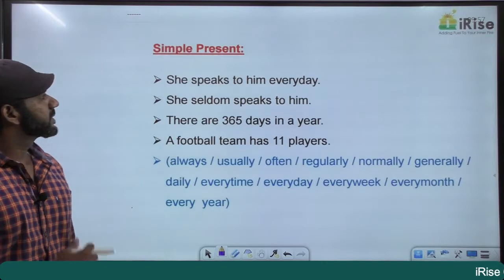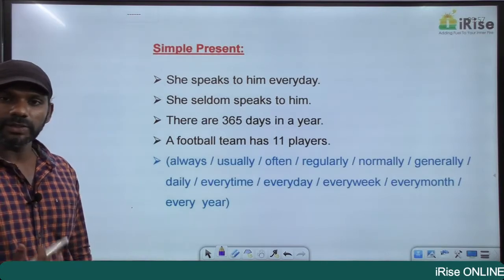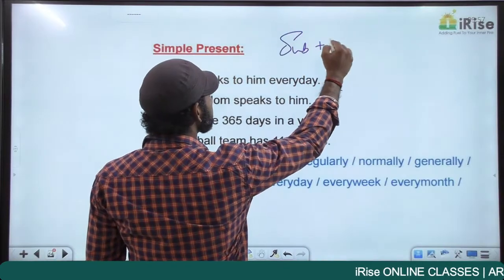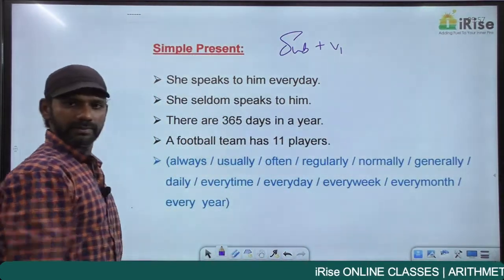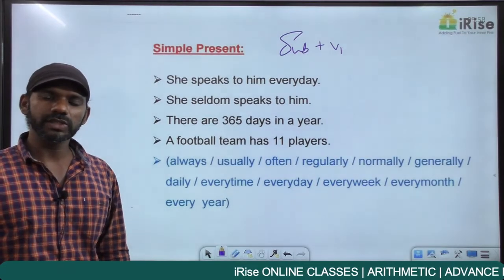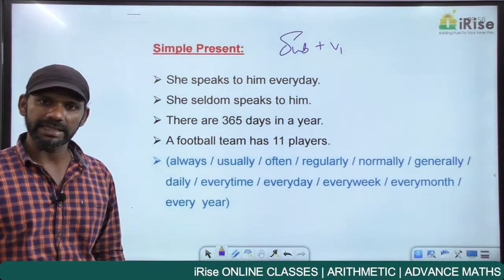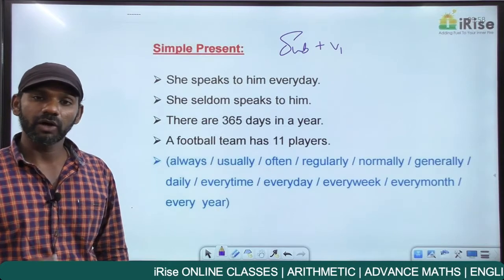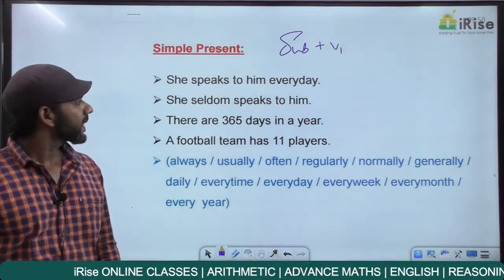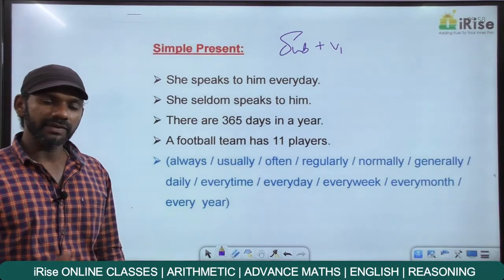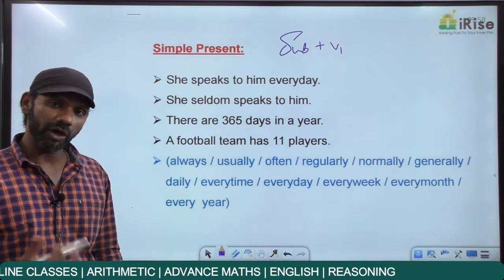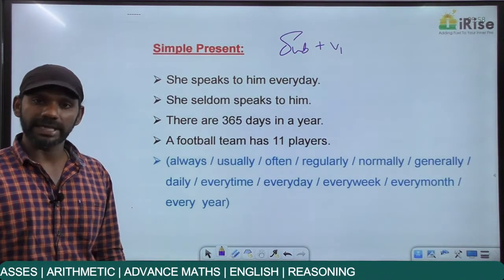To the next one, simple present. Means when to use simple present. Now the structure of simple present tense is subject plus V1, as you know. Now simple present is used to refer to actions that happen regularly, rarely, or to state some facts. I'll tell you what. Simple present, as I said, we use it to refer to actions that happen regularly or rarely, then to state some facts.